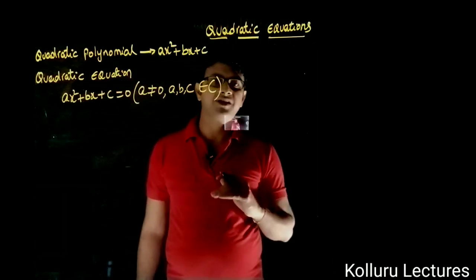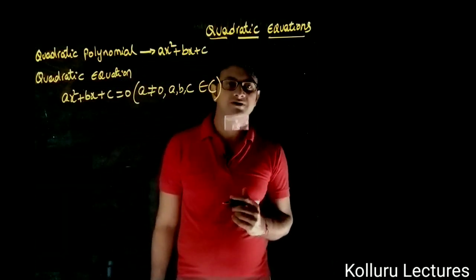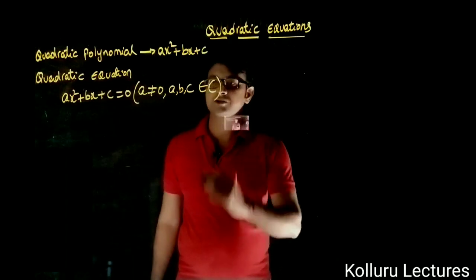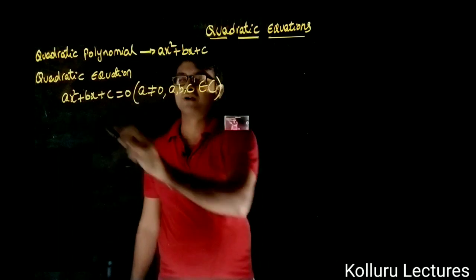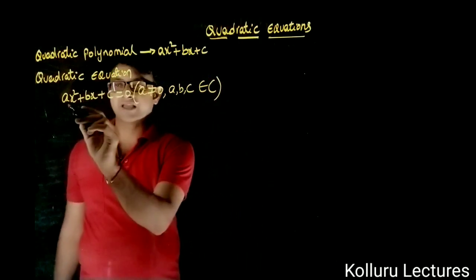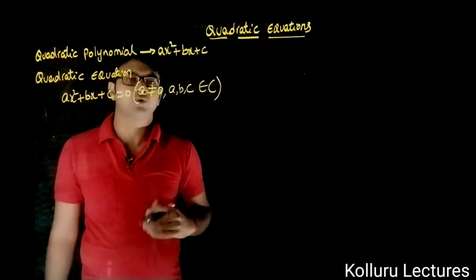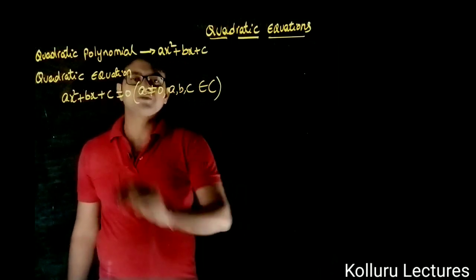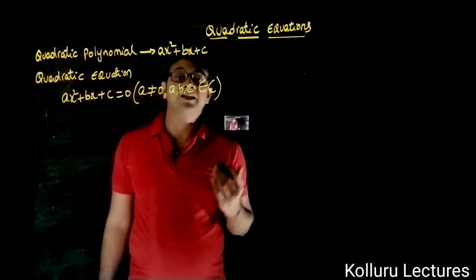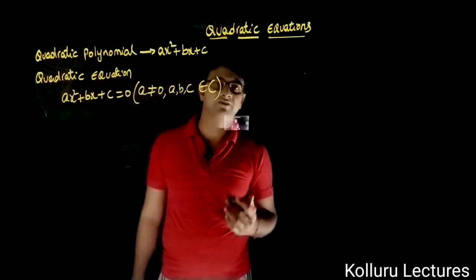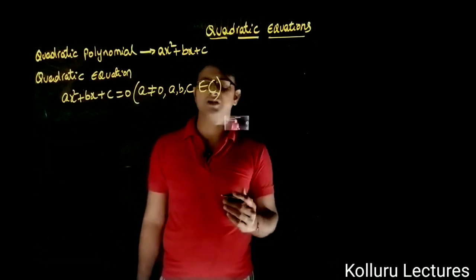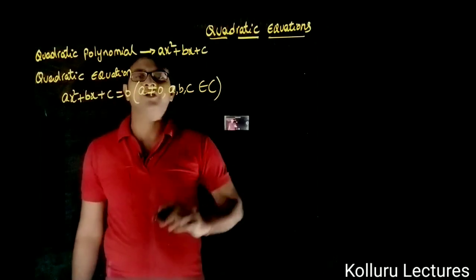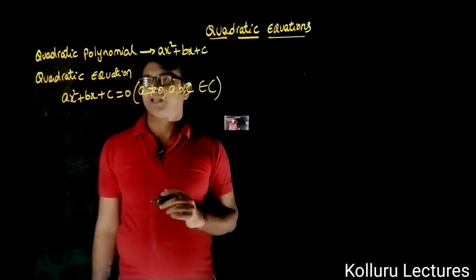Suppose a is equal to 0, what will happen? It will be converted to a linear equation. The entire term ax square will become 0, so the remaining equation bx plus c is equal to 0 is nothing but a linear equation, not a quadratic equation. So the main condition here is that a should not be equal to 0.